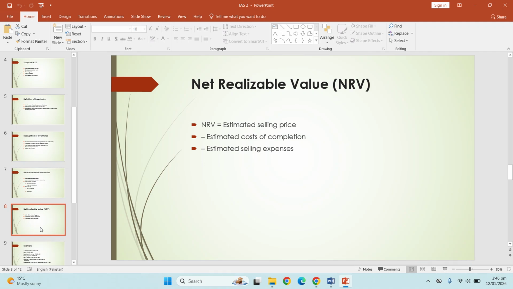Here is the net realizable value. Basically, NRV is the amount you expect to receive if you sell the inventory, after subtracting any cost to finish and sell it. Basically, the formula is NRV equals estimated selling price minus cost to complete minus selling expense. I will explain an example in the upcoming slide so you can understand it better.